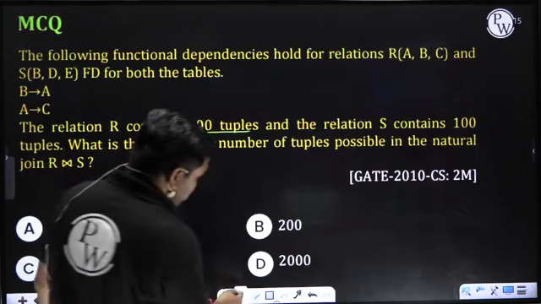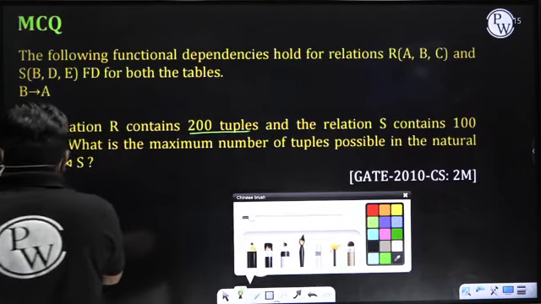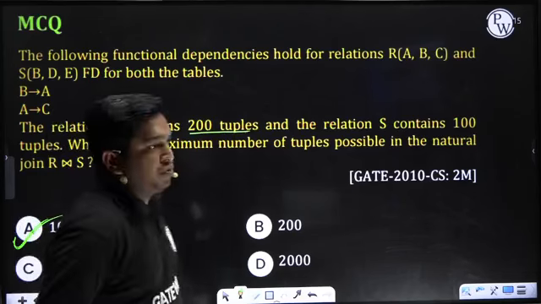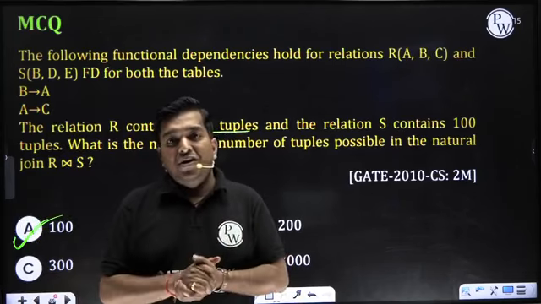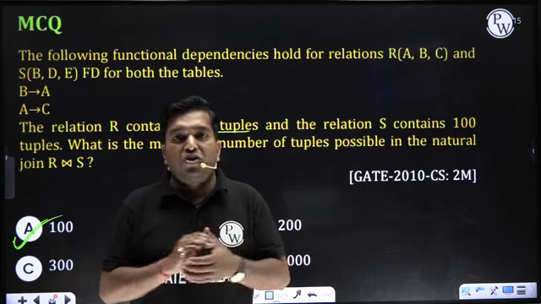So my dear student, A is the right answer for this question. R join S will give at most 100 tuples. A is the correct answer.